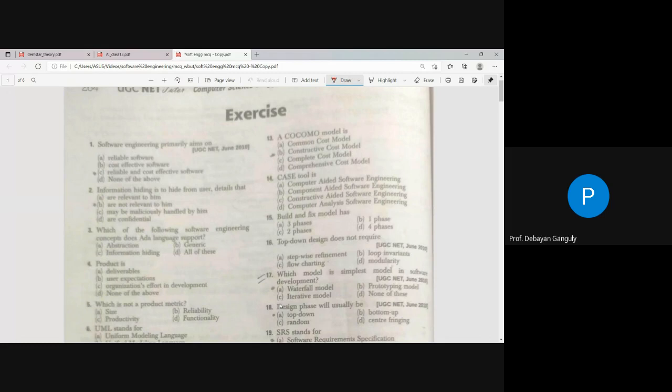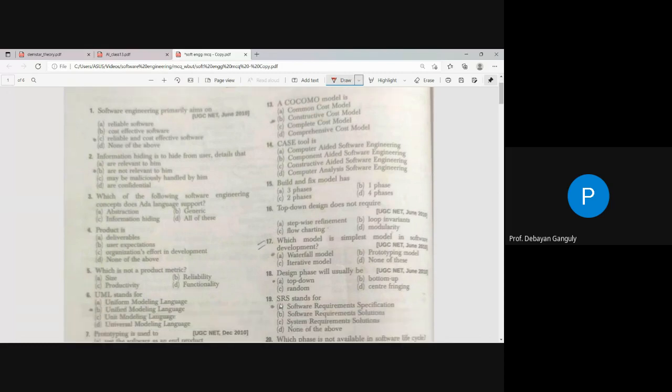So we will start the software engineering MCQ for your WBUT exam. The first question: software engineering primarily aims at, the answer is reliable and cost-effective software.